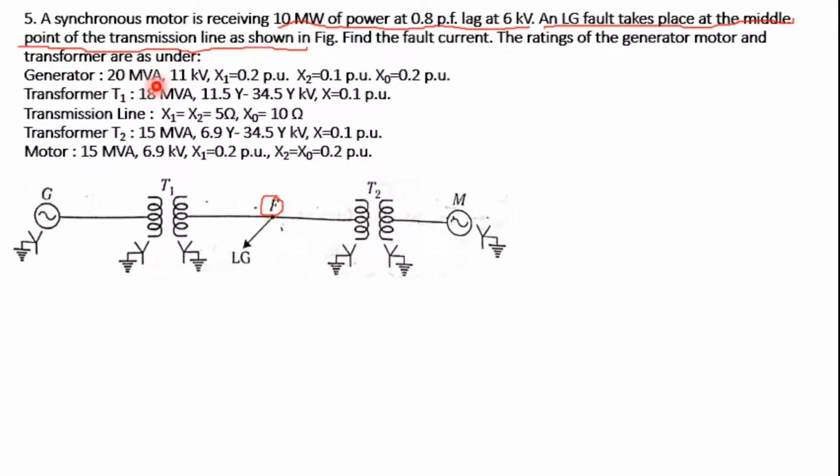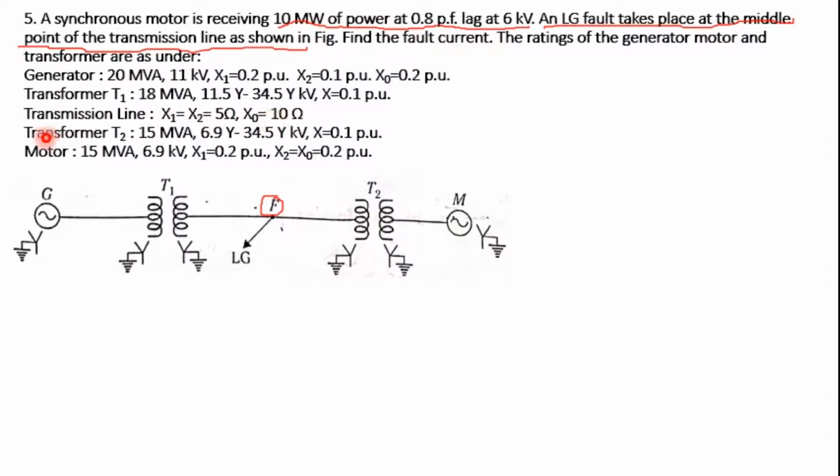Generator: 20 MVA, 11 kV, x1 is 0.2, x2 is 0.1, x0 is 0.2, in per unit. Transformer T1: 18 MVA, 11.5 star to 34.5 star kV, x value is 0.1. So for the transformer, x1 is equal to x2 is equal to x0, because only an x value is given. For the transmission line, x1 and x2 are 5 ohm, x0 is 10 ohm.